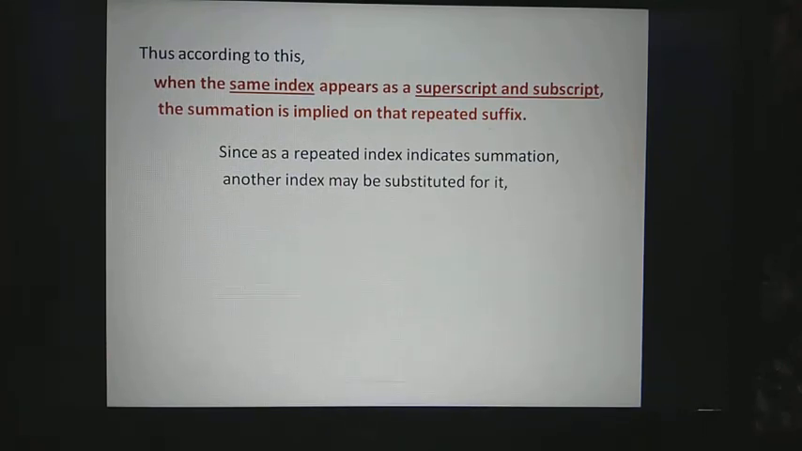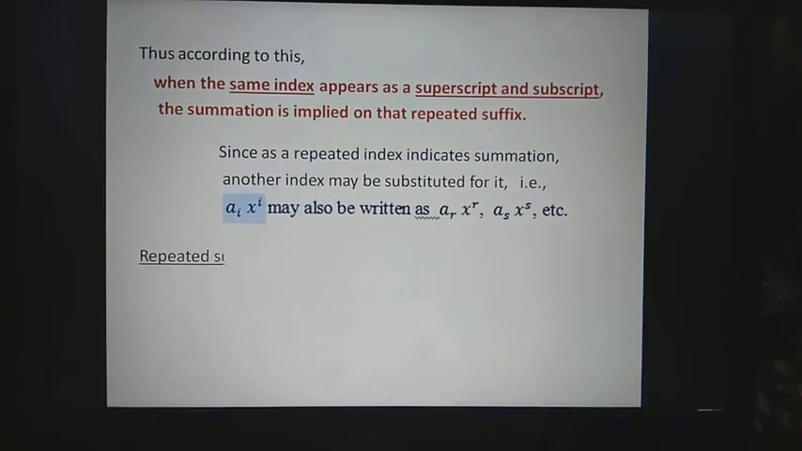Since a repeated index indicates summation, another index may be substituted for it. That is, ai xi may also be written as ar xr, as xs, etc. Next, there are two types of suffixes in a sum, namely dummy suffix and real suffix. These suffixes are defined as follows.